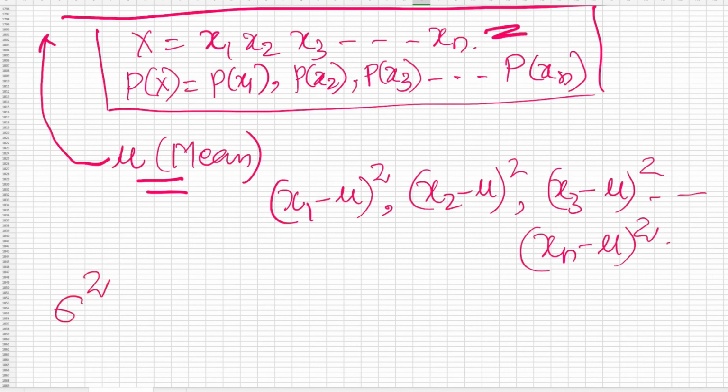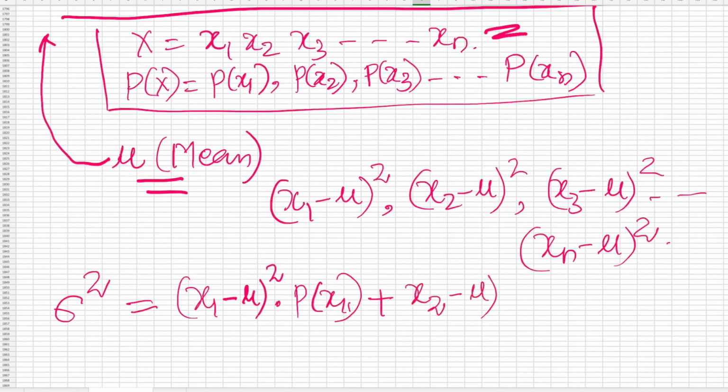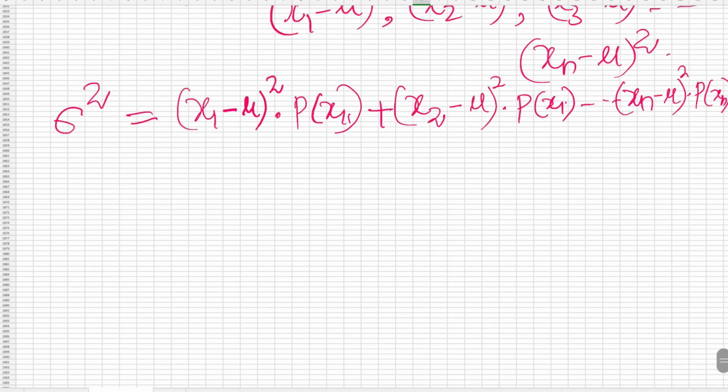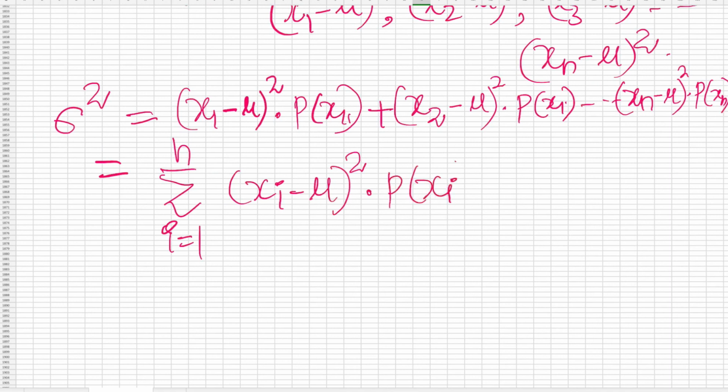And we can calculate the variance of this data set by this formula. We have (x1 minus mu) square multiplied by P(x1). Same, we need to add all the possible values: (x2 minus mu) square multiplied by P(x2), and in the same manner (xn minus mu) square multiplied by P(xn). If we write this formula concisely, it would be the sum from i equals 1 to n of (xi minus mu) square multiplied by P(xi), the probability of the specific value of the random variable. This is how we can calculate the variance of the random variable, right?